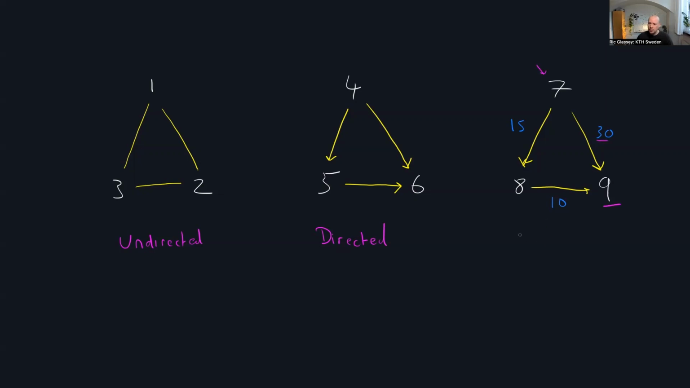Okay, but this is an example of an edge weighted graph. Okay, and in this particular case, it's also directed as well. We can tag that on. Okay, so these let us model different situations.